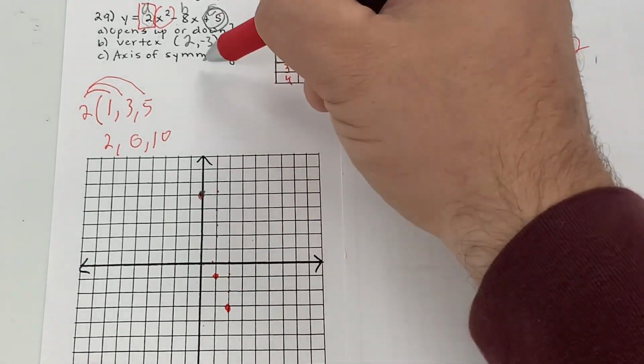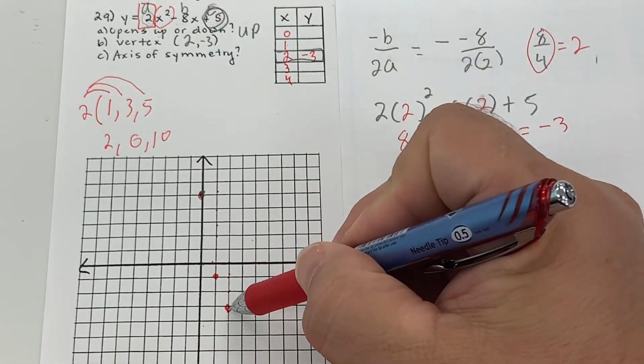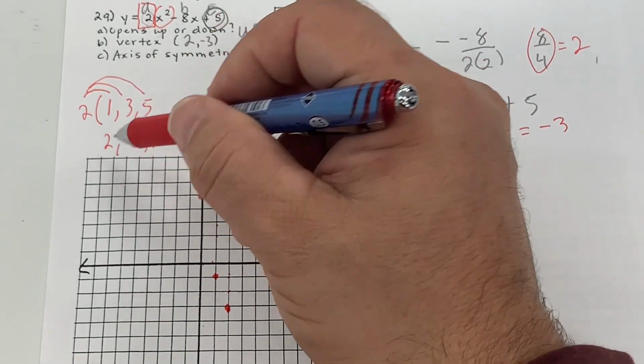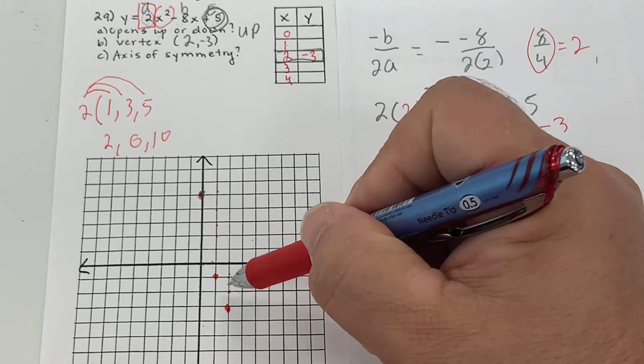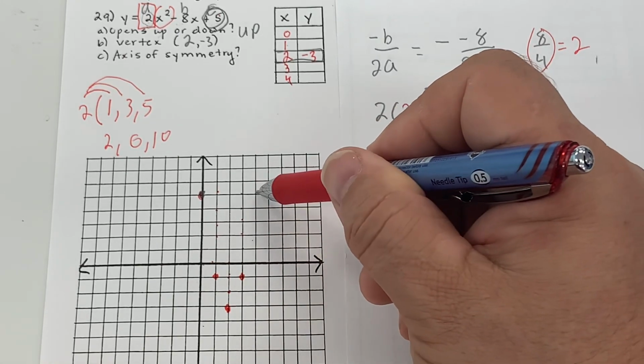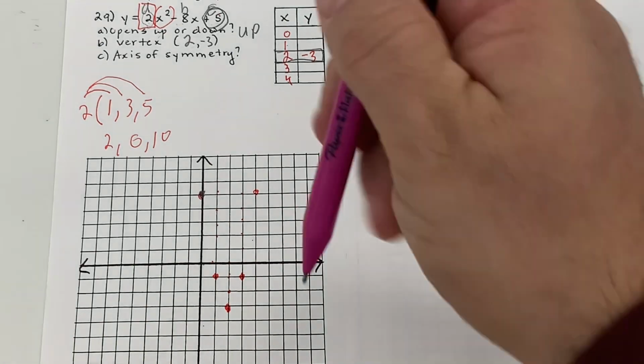Now, I don't have enough room to go up 10 over 1. So I'm going to go back down to my vertex, and I'm going to implement 1, 3, 5, but with the 2 out in front. So 2, 6, 10. From here, I'm going to go up 2 over 1. Then I'm going to go up 6 over 1. And that's the shape of my parabola.